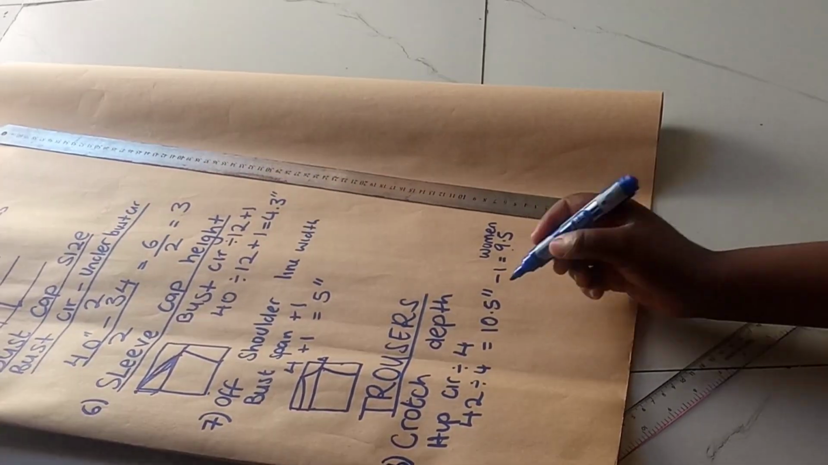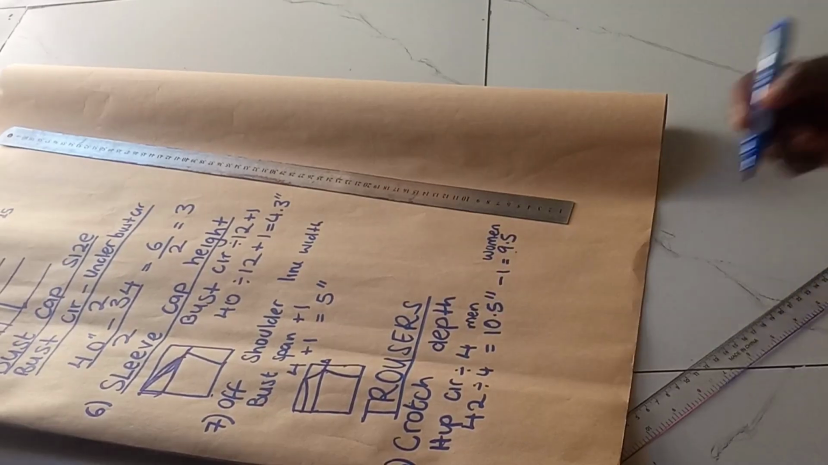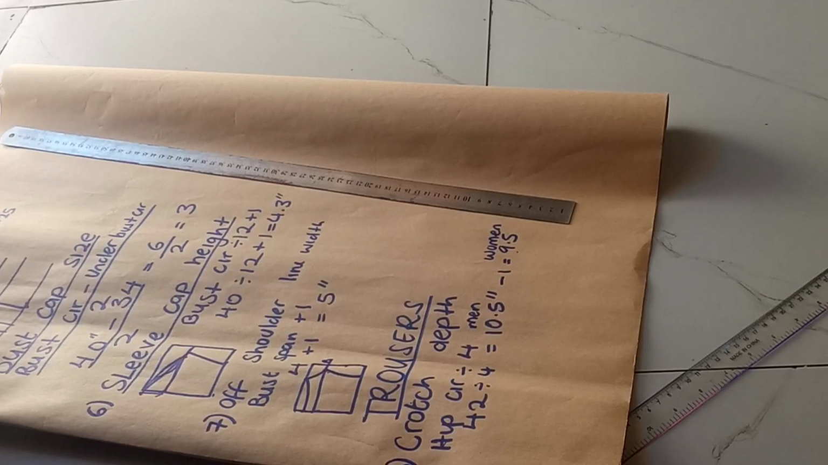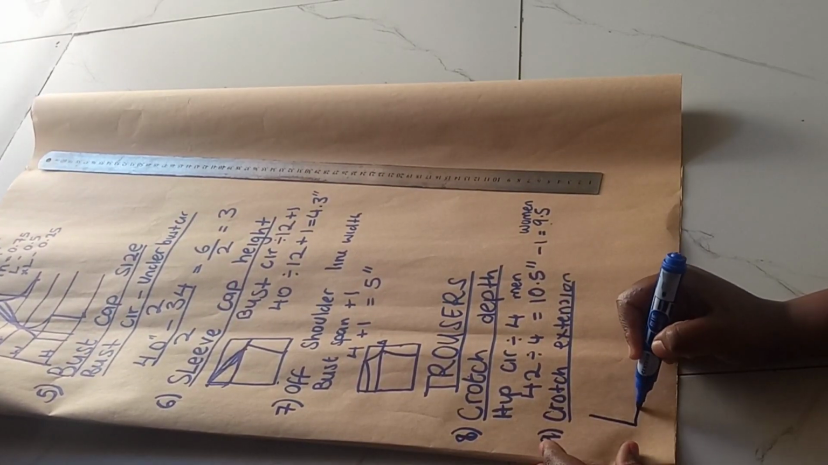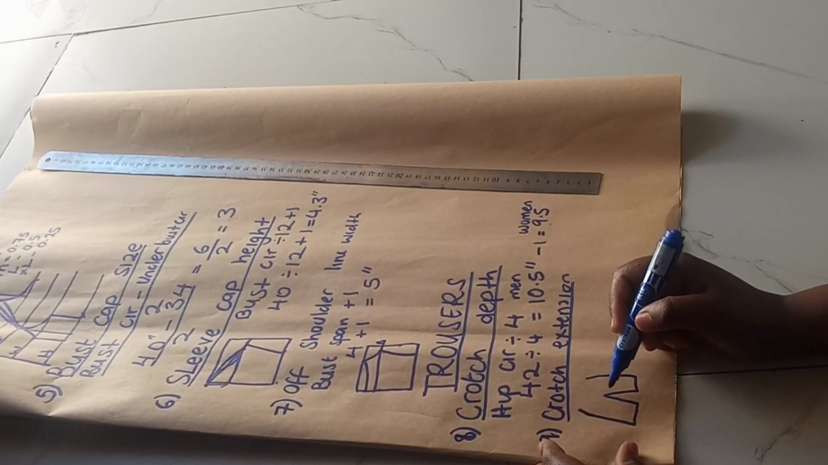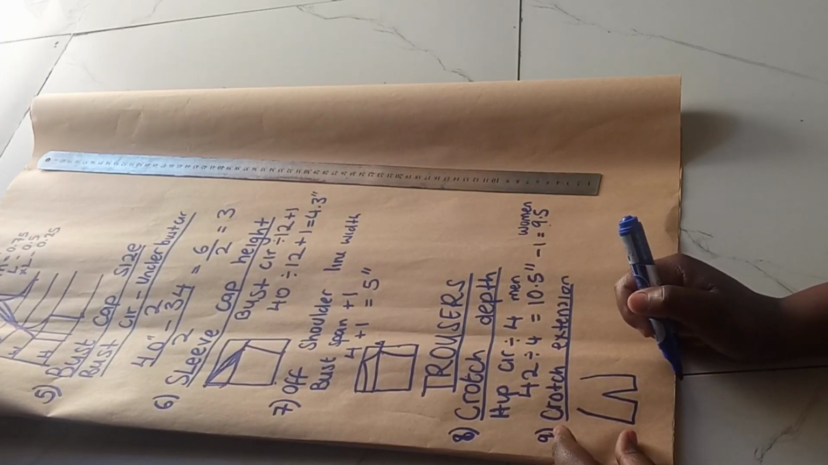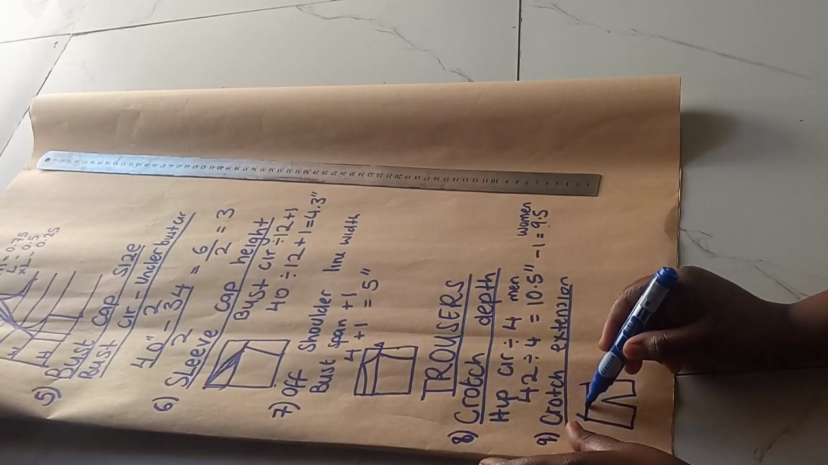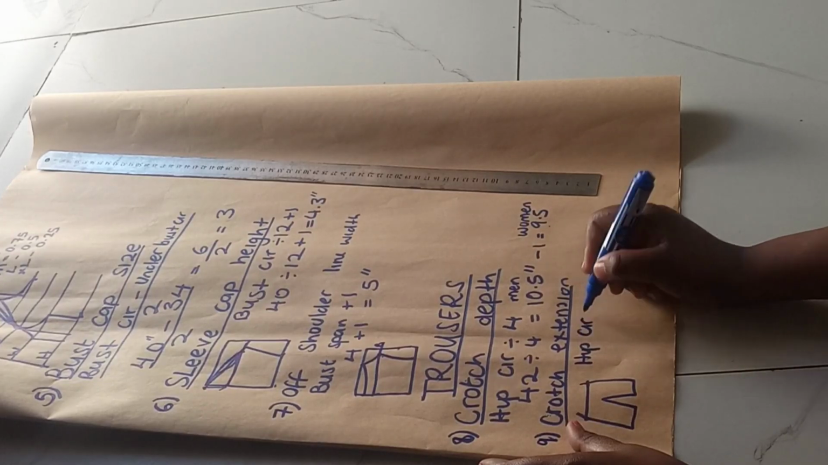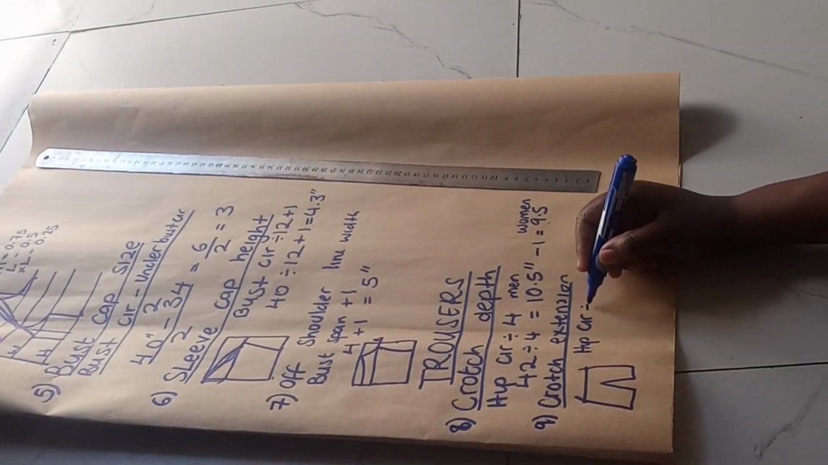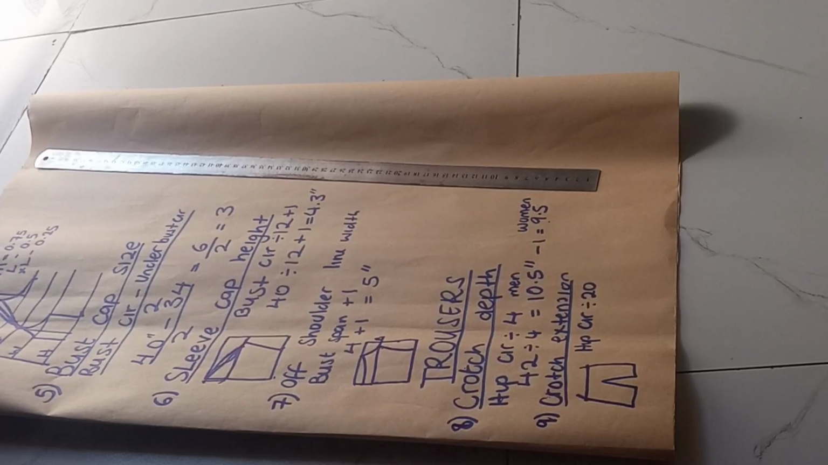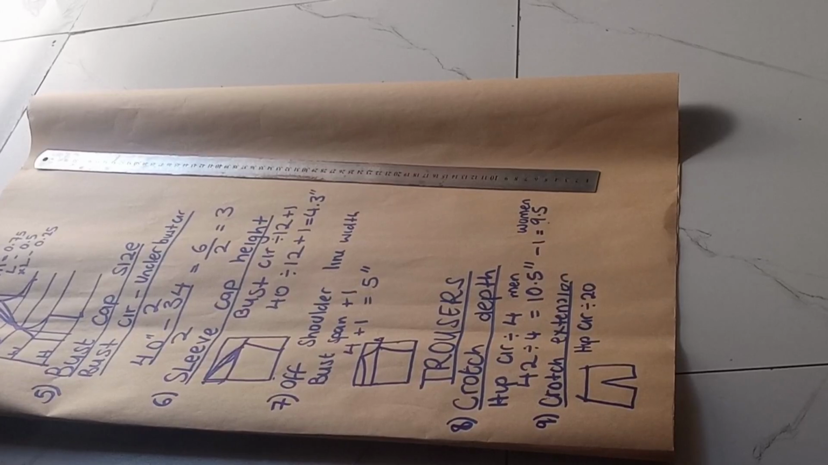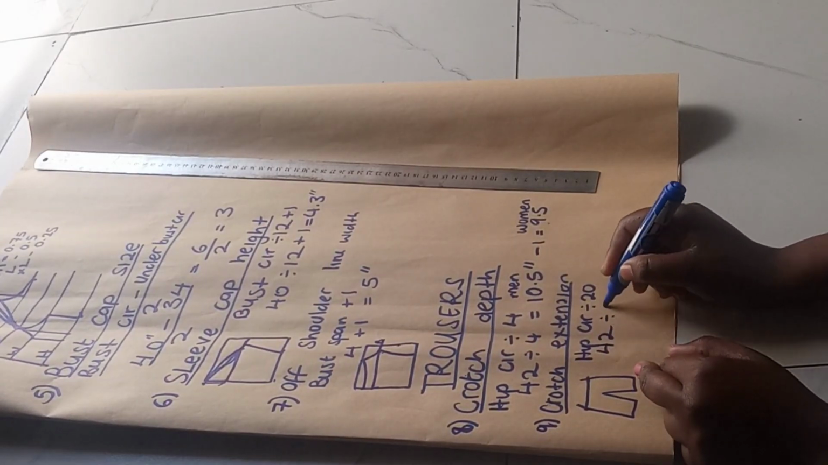Okay. So if you want loose fitted trousers, you do not need to subtract anything from the crotch depth. Then we can move on to our crotch extension. For the first method, we're going to make use of the hip circumference of a person. So hip circumference divided by 20 can be used to get this measurement.